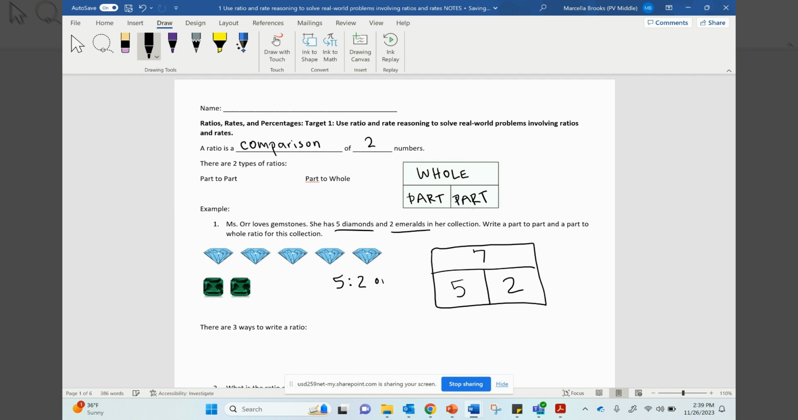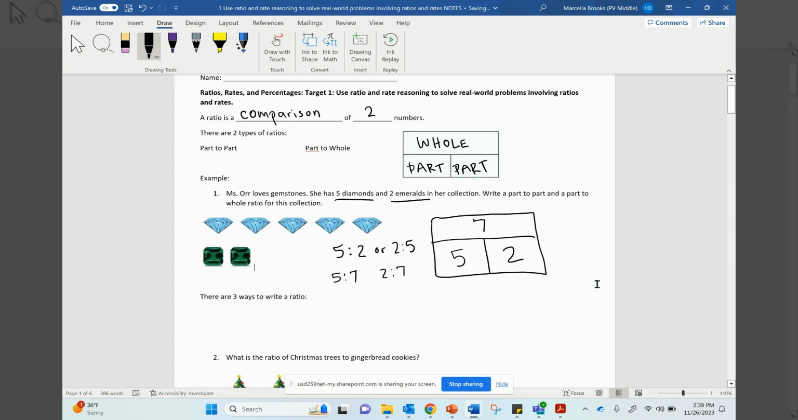You could also write the ratio of emeralds to diamonds, that'd be 2 to 5. Order does matter. So if they say diamonds to emeralds, that means you have to put the number of diamonds first and emeralds next. And then if we want to write a part to whole ratio, we're going to relate our two parts. So it'll be 5 diamonds to 7 total gemstones, or 2 emeralds to 7 total gemstones. And I know that's kind of weird, but we're going to get into it and practice.